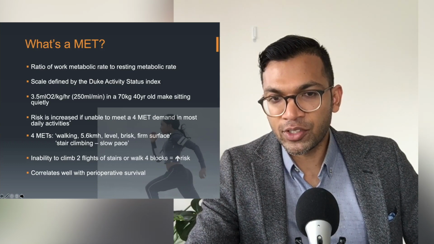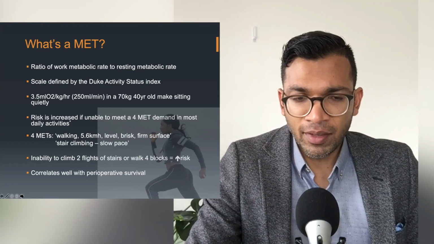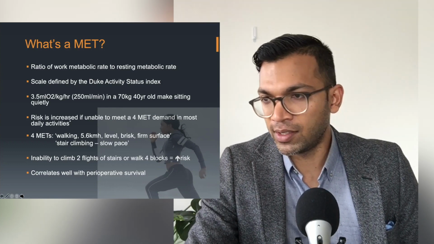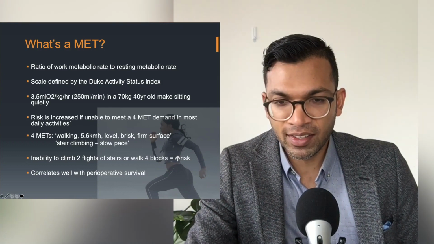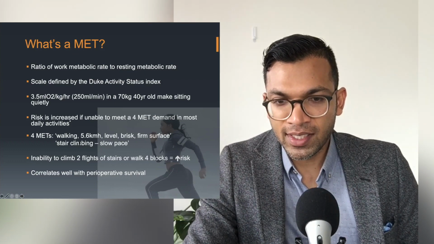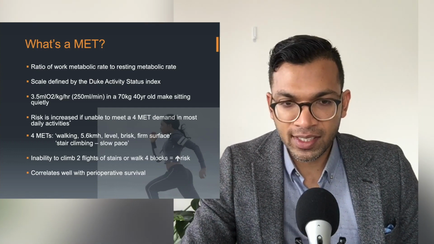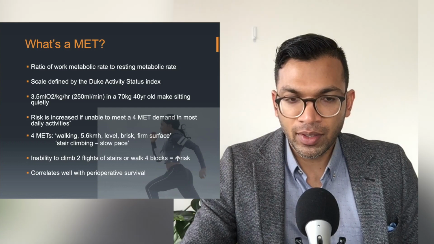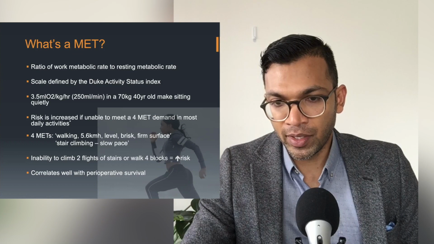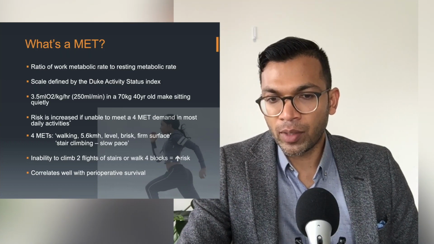There's this index called the Duke Activity Status Index, and it's really quite remarkable. If you Google it, they've done the metabolic equivalence for so many different activities, whether it's walking or playing singles tennis versus doubles tennis. They've done the studies on it. So 4 METs is the amount that seems to correspond with better survival postoperatively. There's one quite large study that showed that if someone could do greater than 4 METs, they had less perioperative morbidity and mortality.